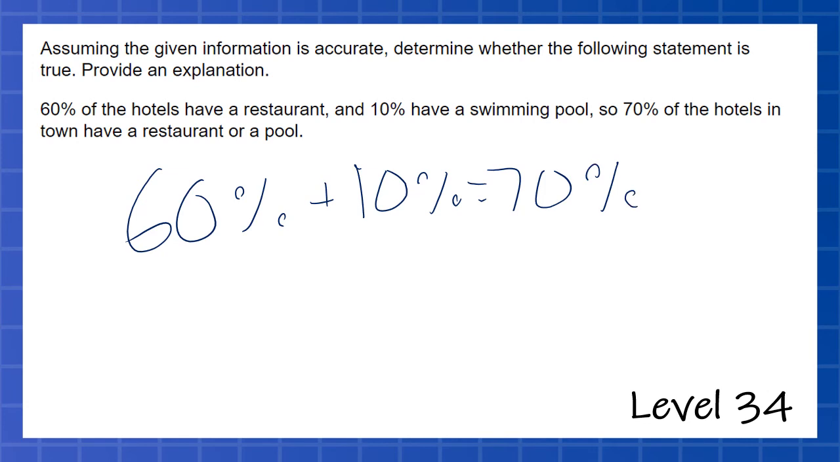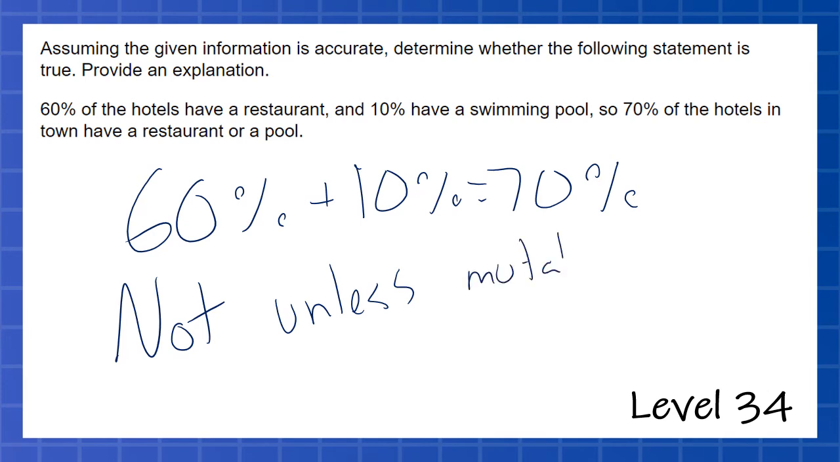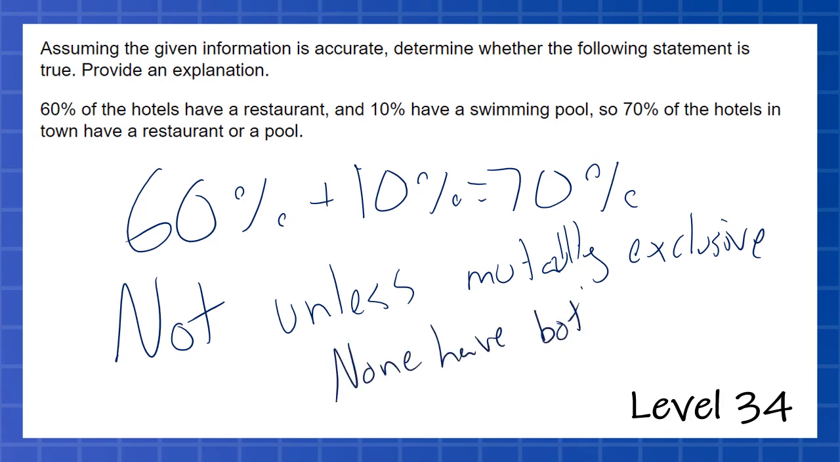This is only a fair conclusion, it's not, unless there are no hotels that have both, unless they're mutually exclusive. Mutually exclusive, in other words, none have both. One example could be that every hotel with a restaurant also has a pool. Okay, so then what's the percent of hotels that have a restaurant or pool? It's still 60%. We don't actually make any more hotels because they overlap.